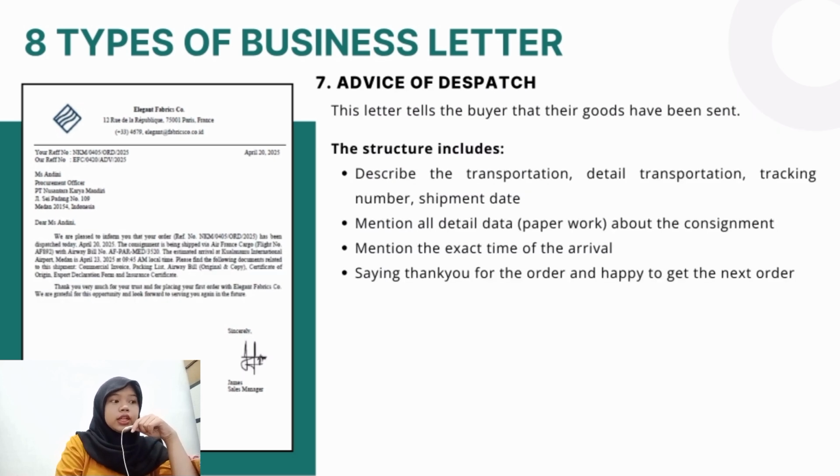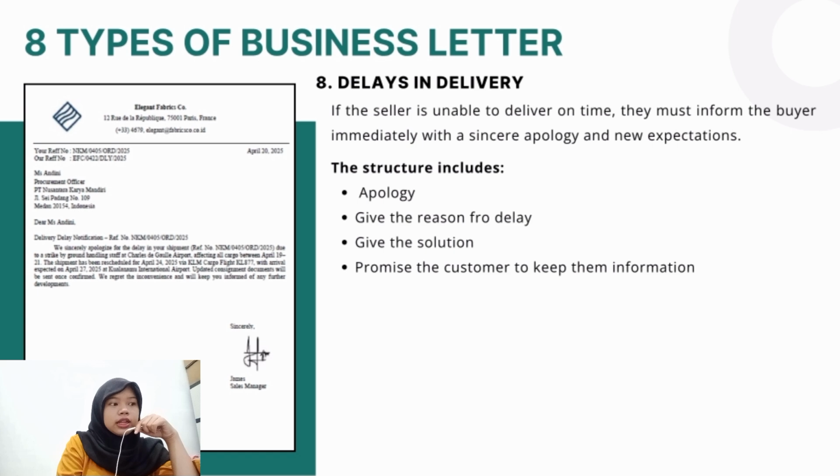The seventh letter is advice of dispatch. This letter tells the buyer that their goods have been sent. The structure includes describing the transportation, details of transportation, tracking number, shipment date, mentioning all detailed data, paperwork about the consignment, mentioning the exact time of arrival, saying thank you for the order and being happy to get the next order.